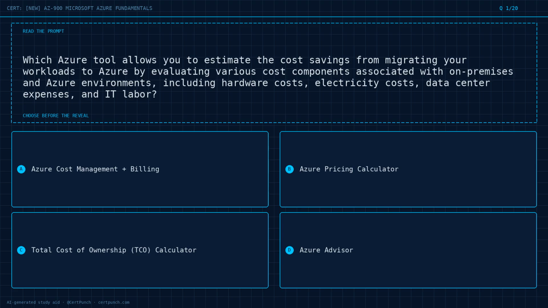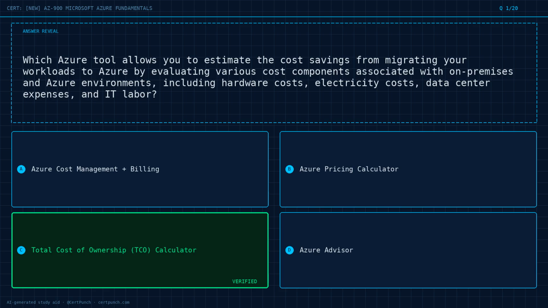Question 1 of 20. Which Azure tool allows you to estimate the cost savings from migrating your workloads to Azure by evaluating various cost components associated with on-premises and Azure environments, including hardware costs, electricity costs, data center expenses, and IT labor? Option A, Azure Cost Management plus Billing. Option B, Azure Pricing Calculator. Option C, Total Cost of Ownership, TCO Calculator. Option D, Azure Advisor. Choose the best answer before the reveal. Commit to it now.